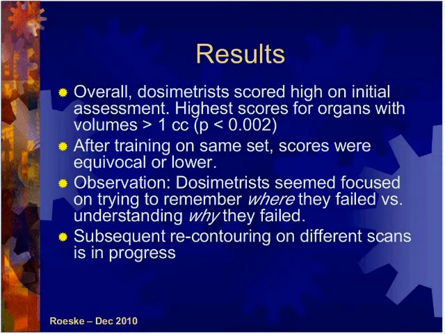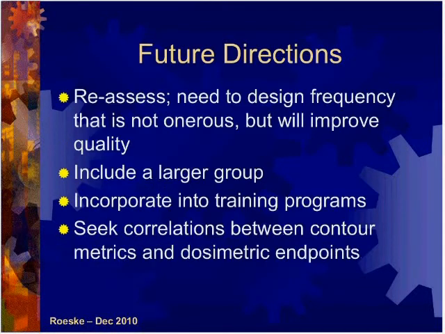Again, overall, what we saw is that our dosimetrists tended to score high on initial assessment. The highest scores were generally for organs with volumes greater than 1 cc, which was statistically significant. After training on the same set, the scores were pretty much equivocal or lower. And again, it seemed that the dosimetrists tried to remember where they failed versus understanding why they failed. Subsequently, we're going to investigate recontouring on a totally different set of scans so that they're not biased by the previous anatomy.